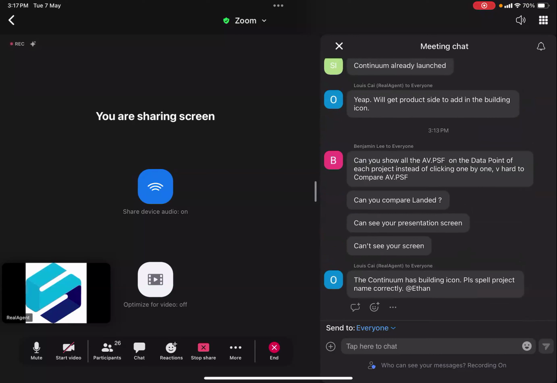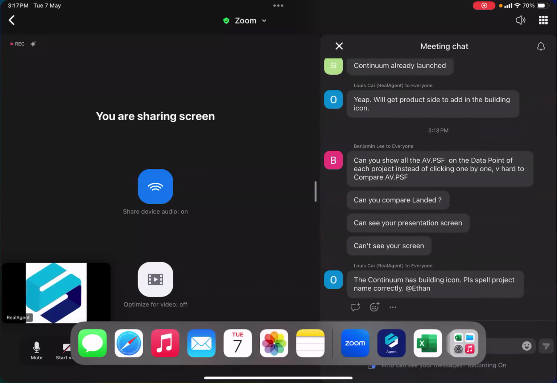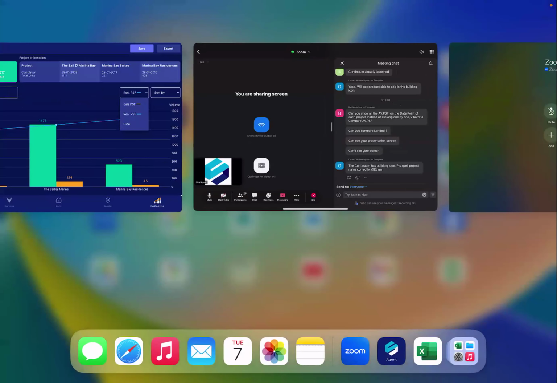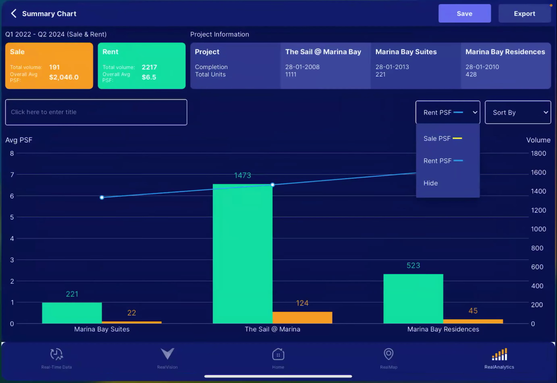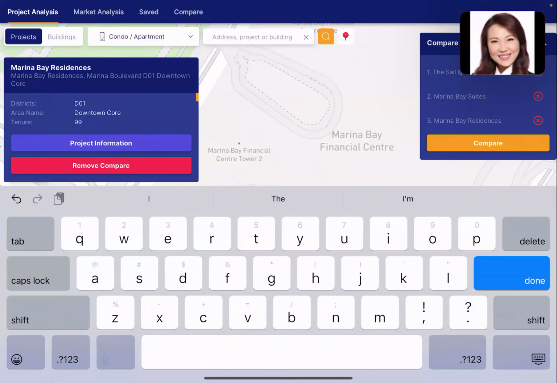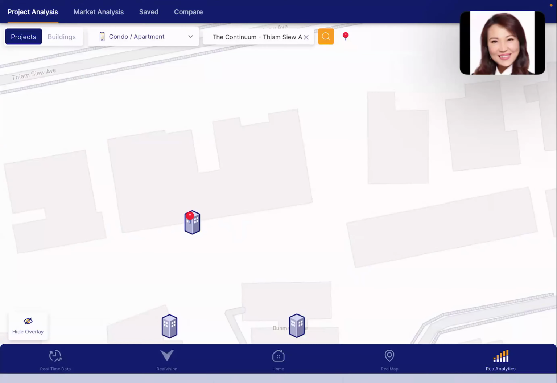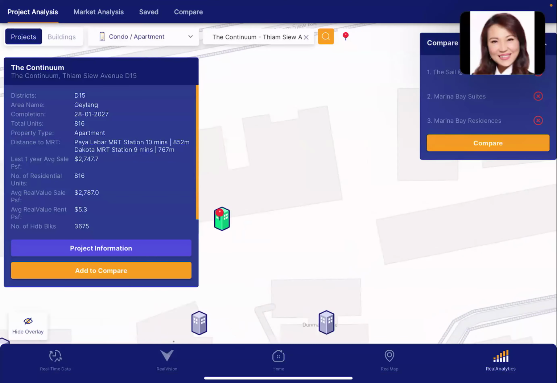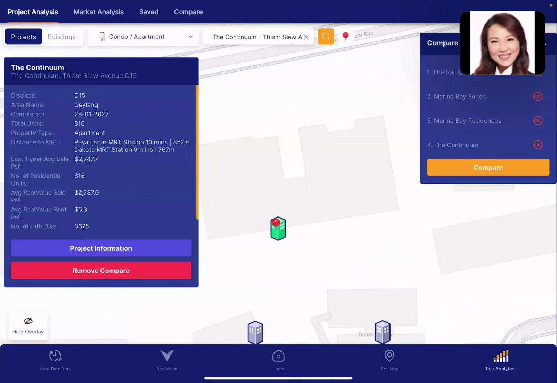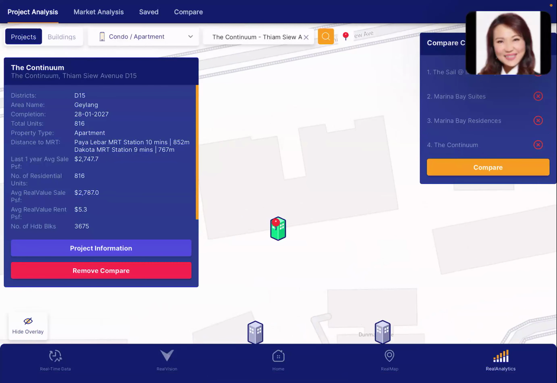Continuum should have a building icon. Maybe I spelled it wrongly. We try again. Continuum, C-O-N-T-I-N. Okay, just now it didn't have, now it has. Add to compare. So it's there. I think this one is also quite new, not built yet.